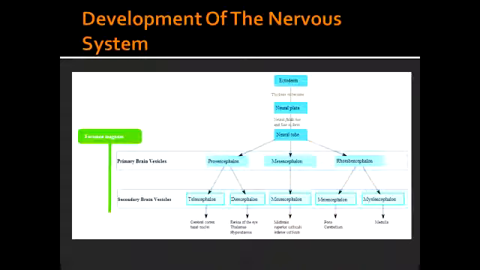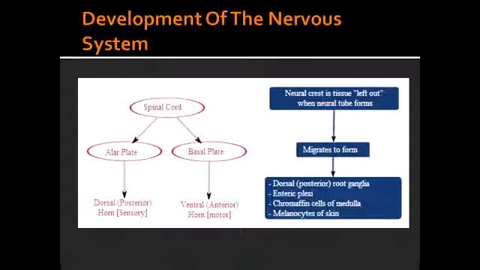The mesencephalon differentiates into the midbrain and the superior colliculi and the inferior colliculi. The metencephalon differentiates into the pons and the cerebellum, and the myelencephalon becomes the medulla. Now we're going to talk about the spinal cord, which has the alar plate, which is the dorsal, the posterior horn, and this has the sensory neurons. And the basal plate, which is the ventral anterior horn, this has the motor neurons.